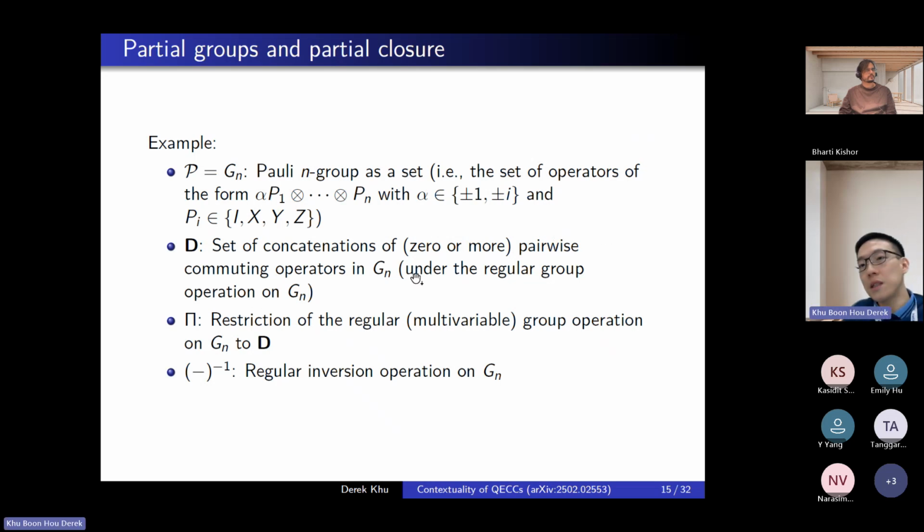In some sense, this corresponds more with the idea that you could measure commuting operators simultaneously, but you cannot do simultaneous measurements of non-commuting operators. Is this clear?